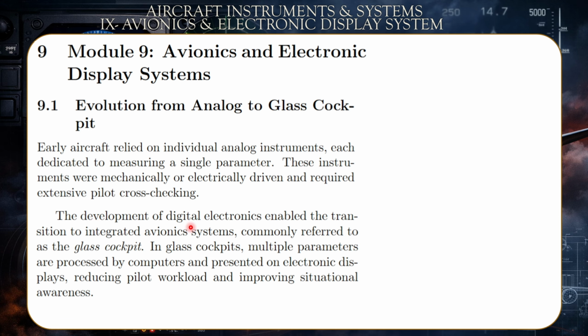Now, the development of digital electronics enabled the transition to integrated avionics systems, commonly referred to as the glass cockpit, meaning that you can have, such as for the case of the ECAS and the ECAM, different displays on one screen, one integrated screen. In glass cockpits, multiple parameters are processed by computers and presented on electronic displays, reducing pilot workload and improving situational awareness.